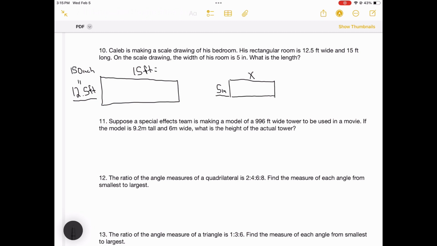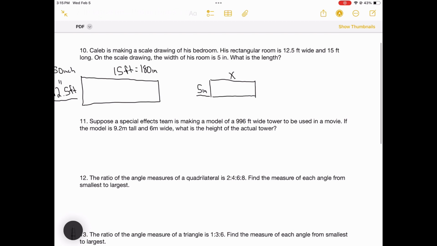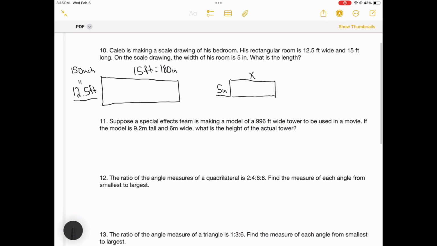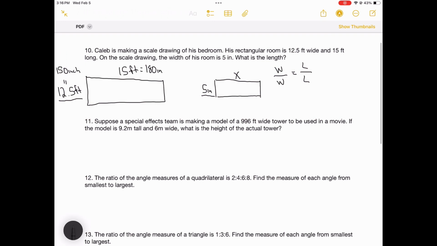So when I set up this proportion, what I'm going to do is I'm going to do width is to width as length is to length. There's multiple ways to set up proportions, but I find this one the easiest to remember. And remember, when I do big width to small width, I need to come back over here and do big length to small length. So you got to be consistent with how you set up these proportions, okay? So let's just do that real quick.